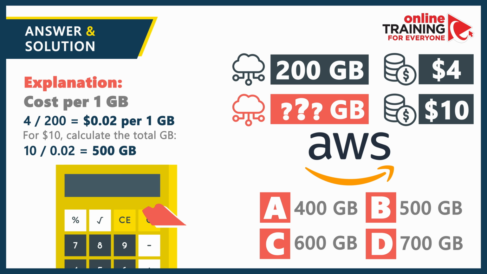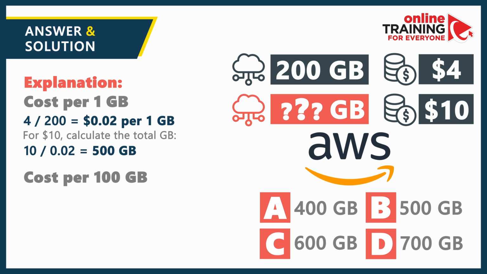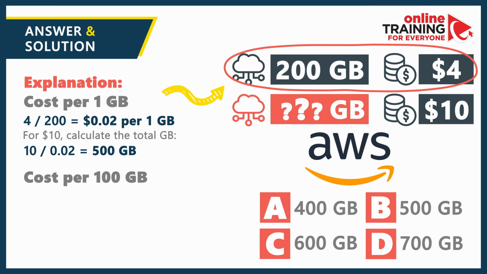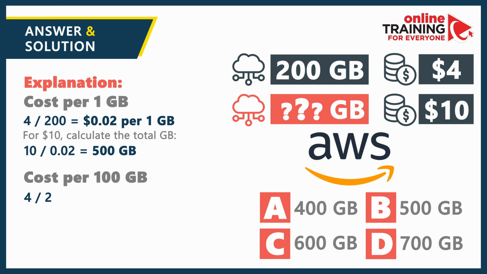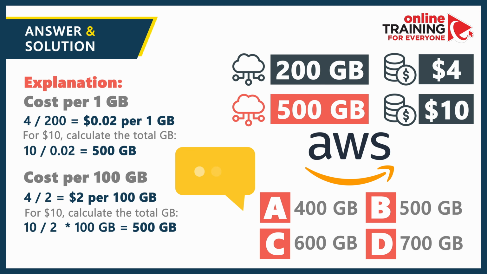But wait, what if you don't have a calculator handy? Or maybe you're trying to improve your mental math skills. Let's solve it by doing the calculations per 100 gigabytes. If the cost for 200 gigabytes equals $4, it would mean that the cost per 100 gigabytes would equal 4 divided by 2, which is $2 per 100 gigabytes. Which would mean that for $10, you can purchase 10 divided by 2 multiplied by 100 gigabytes, equal to 500 gigabytes. Which way did you like more? Make sure to post your answer in comments. And as you might have guessed, the answer for this question is choice B, 500 gigabytes.